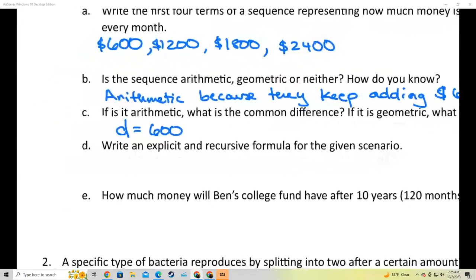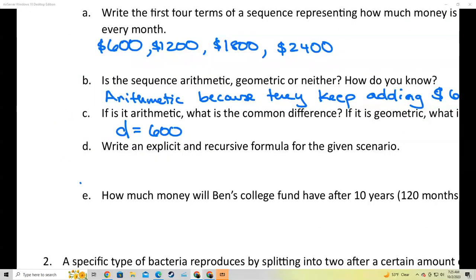So let me remind you the first time. For an explicit formula for an arithmetic sequence, we started off like this. We're going to write a sub n equals. Oh, you know what? Let me write this a little bit higher because I just realized I'm going to write this down twice. So let me move that to the top.